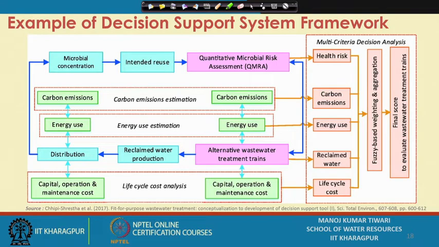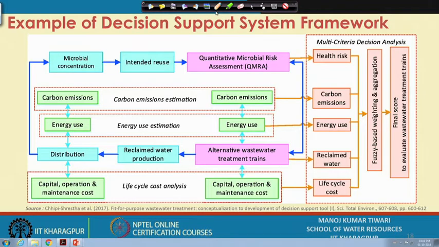Okay. So as you see, similarly we can develop different frameworks. A typical decision support system will be like a flow chart, where you start from one particular point and then, if it is following this, go to here, if not go to this rule. Now this is from a paper on a fit for purpose wastewater treatment conceptualizing decision support tool. Okay. So there is a carbon emission estimation.